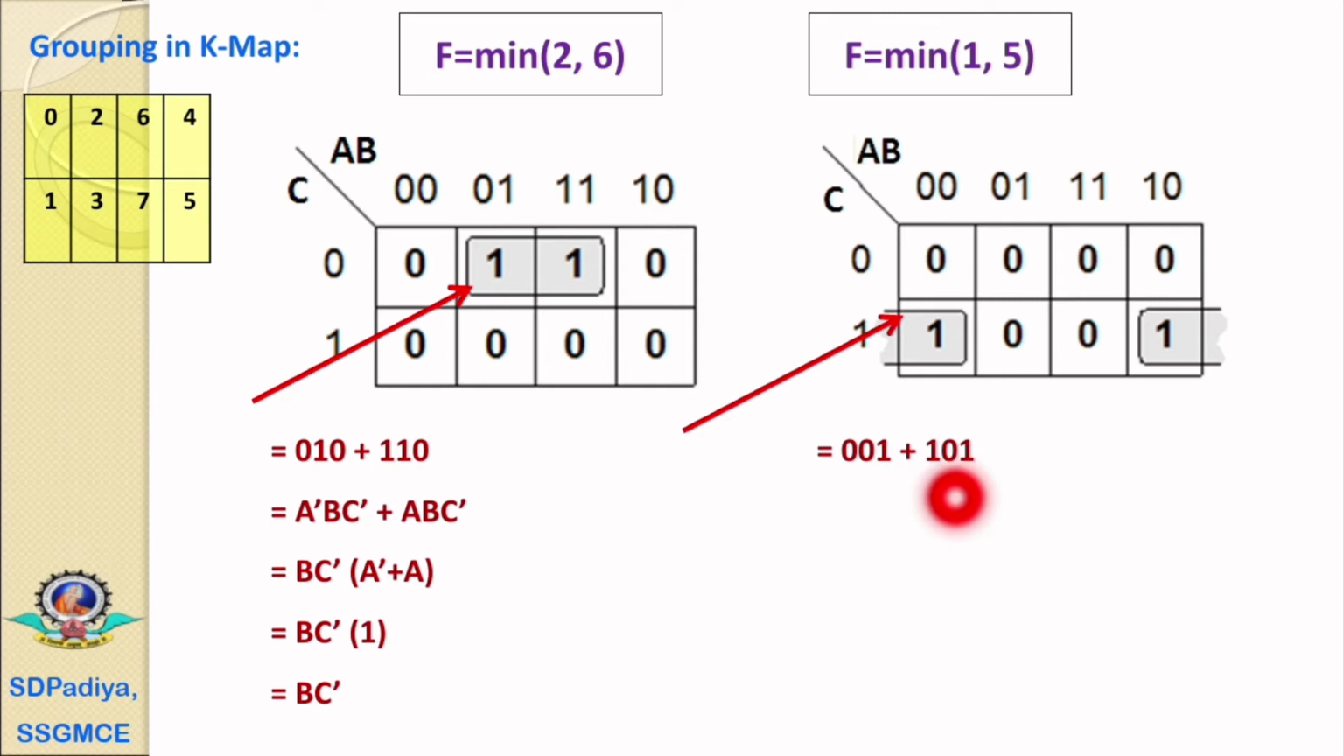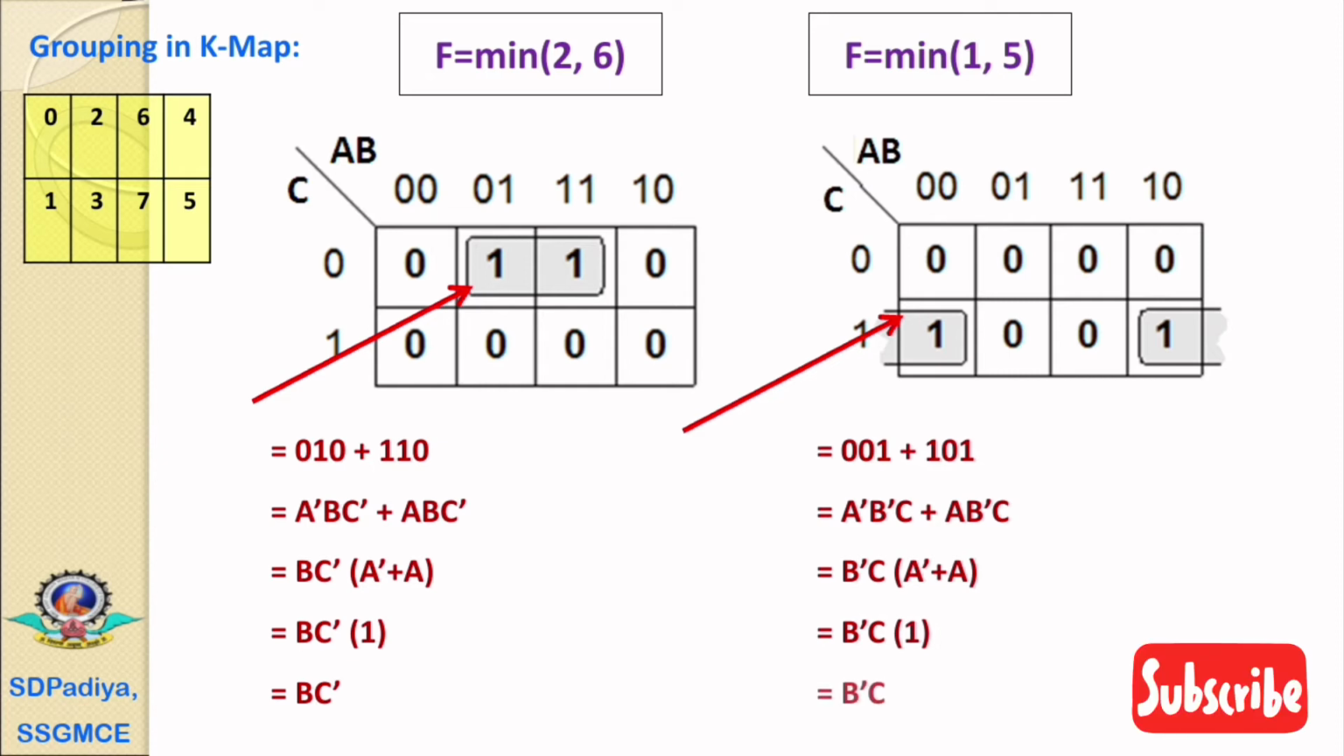Now, in the min term, 0 means complement of a variable and 1 means the variable. Therefore, it is a dash b dash c plus, for 101, a b dash c. In these two expressions, b dash c is the same, so we can take b dash c outside the bracket. In the bracket, there will be a dash plus a, which is always 1. Therefore, finally it is b dash c.